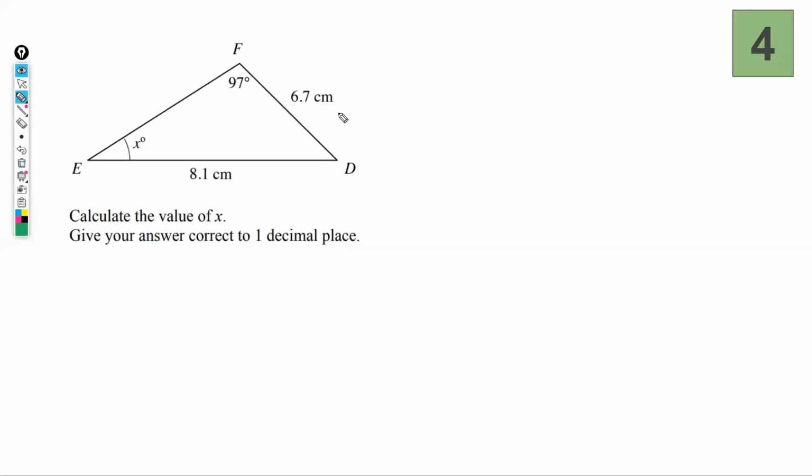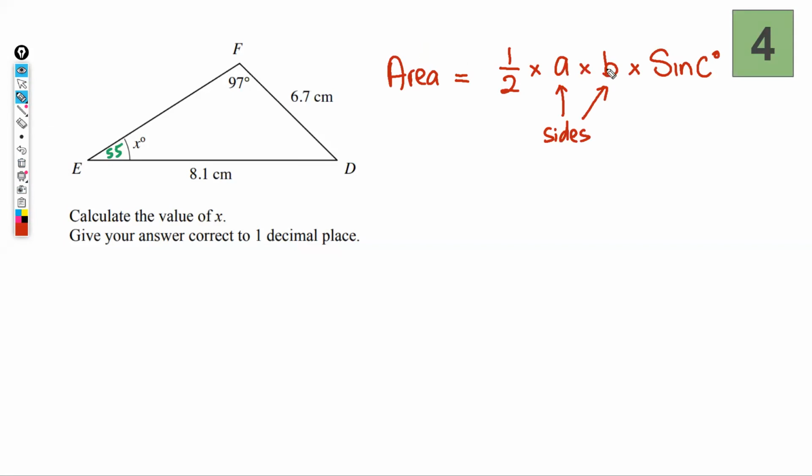To find the area of a triangle, one of the most popular formulas is a half multiplied by A multiplied by B and sine C. This formula is given on the formula sheet itself in the exam. A and B represent the lengths of two sides, but C is the angle in between those two sides. The formula only works if you're given the angle in between the two sides.